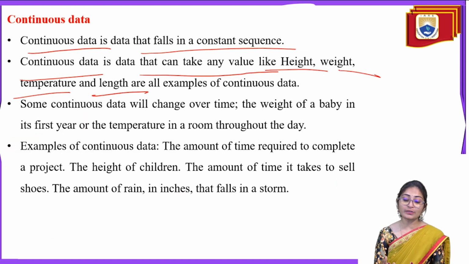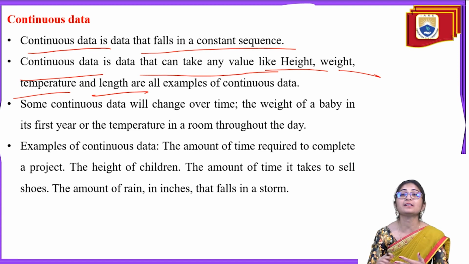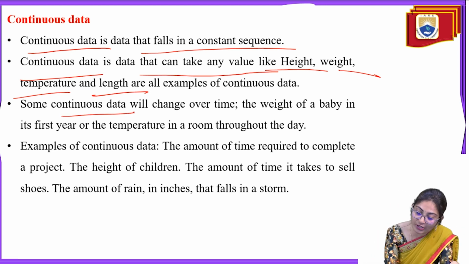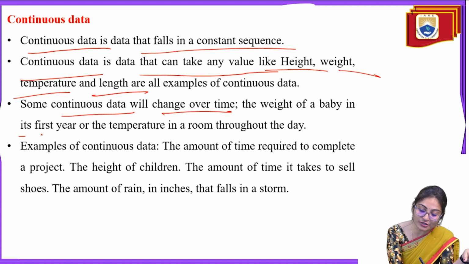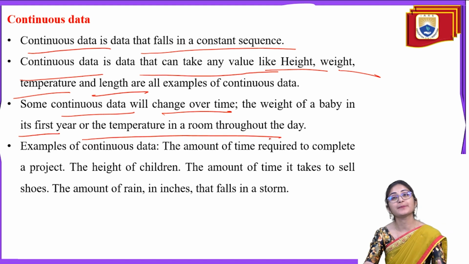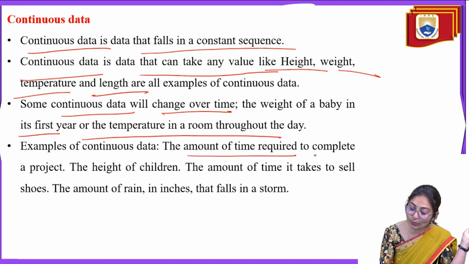But in continuous data, your data falls in a continuous sequence, and it can take any values like height, weight, temperature, length. These are all examples of continuous data. Some continuous data will change over time, like the weight of a baby in its first year, or the temperature in the room throughout the day. The weight of the baby will change, and the temperature of the room will change throughout the day. Another example of continuous data is the amount of time required to complete a project.